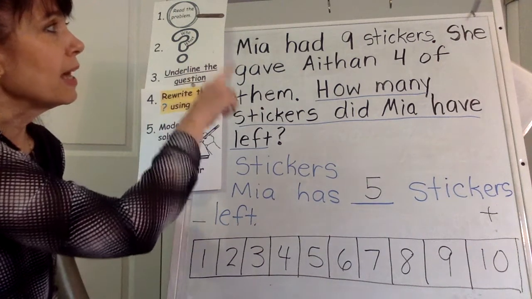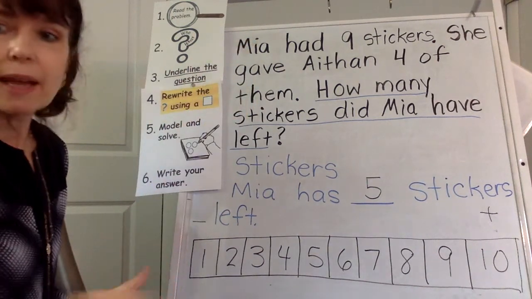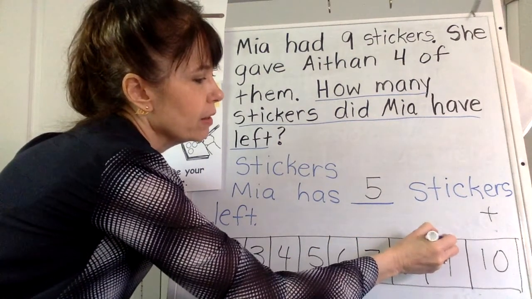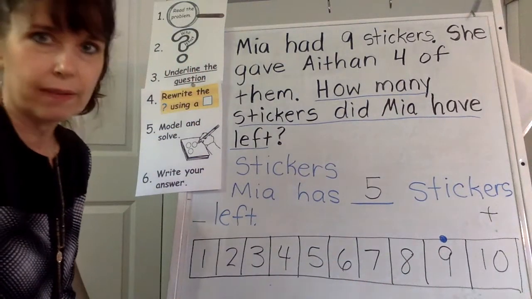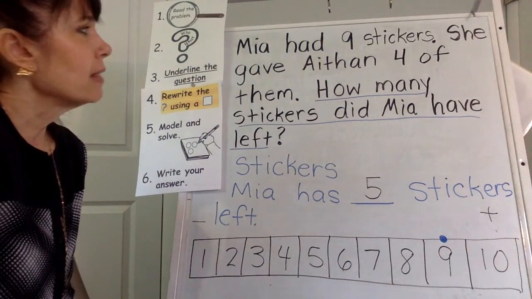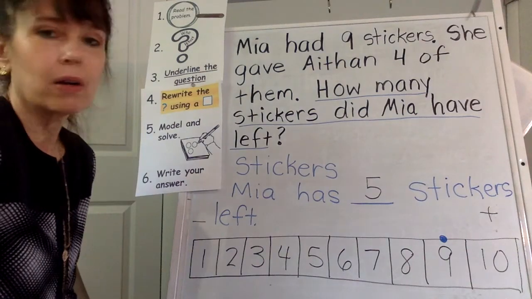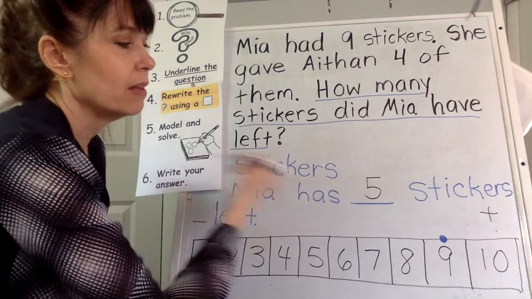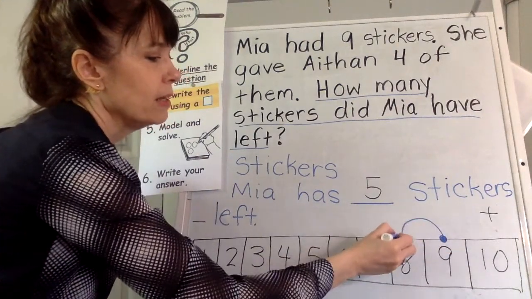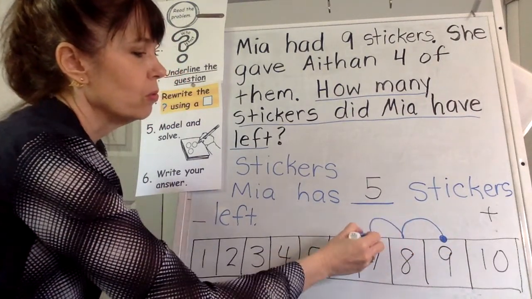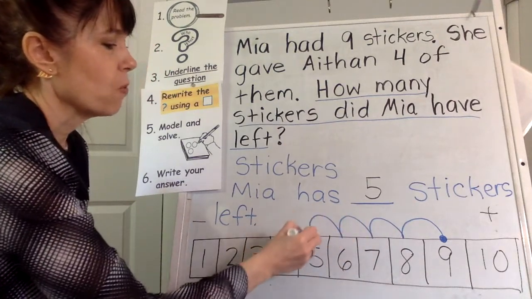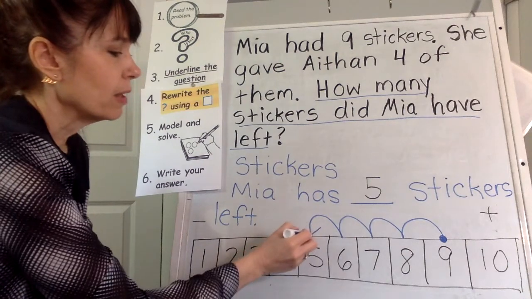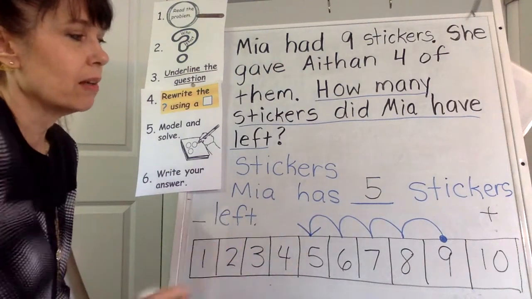So it said Mia had 9 stickers. And I'm going to use a blue marker so you can really see this. I'm going to put a little dot on the 9 because that's where we're starting, okay? She gave Ethan 4 of them. So now I'm going to start making my jumps or my hops. We're going to go to the left. Here we go. 1, I land on the number 8, 2, 3, 4. Now I like to add an arrow to show that I was going in this direction. I was going to the left.